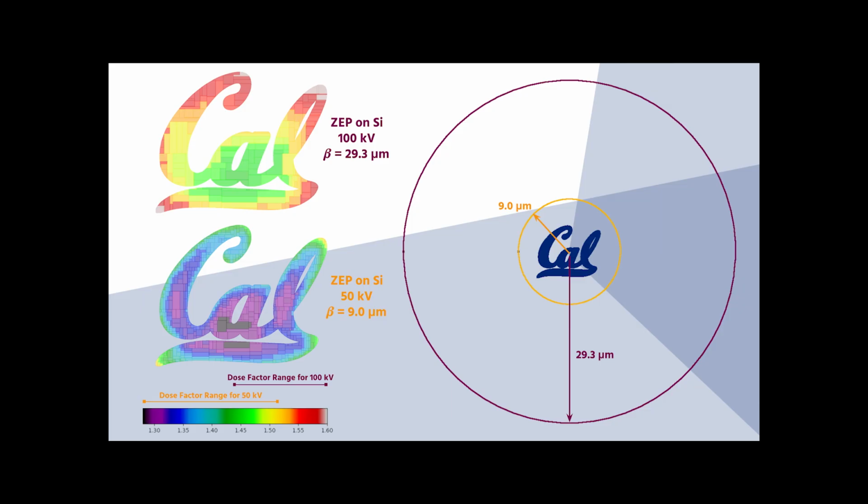I want to pause here and emphasize something. I do not want you to think that there is a benefit for choosing 100 kV because the beta is larger. Nor do I want you to think that there is a downside for choosing 100 kV because the beta is larger. That is not the point of these examples. The point of walking through these examples is to truly understand how the proximity effect works so that you can make process choices to get the pattern that you want in the end.